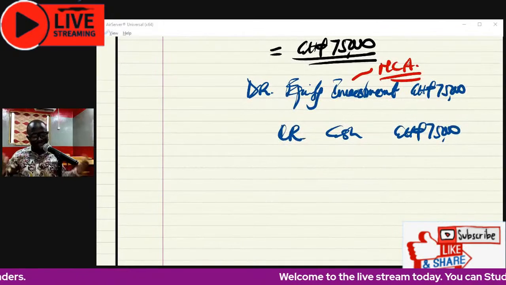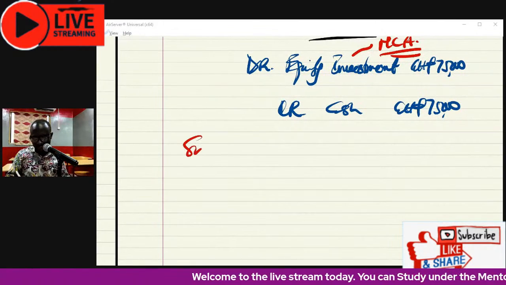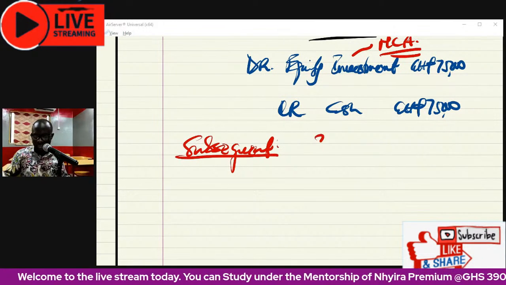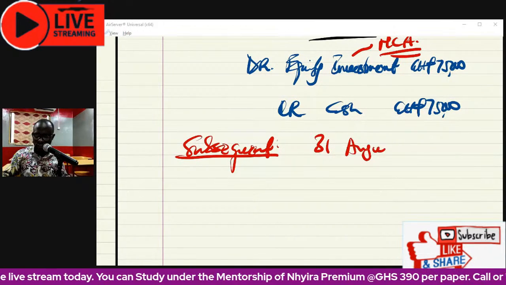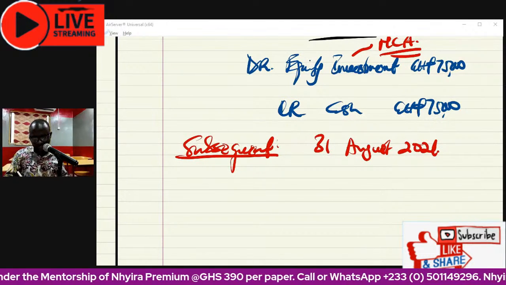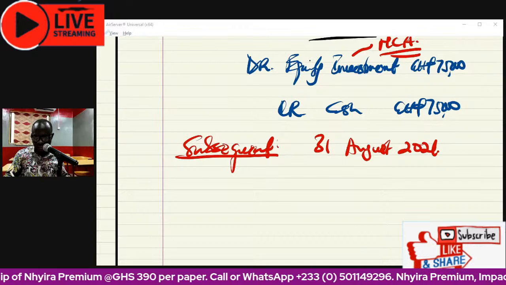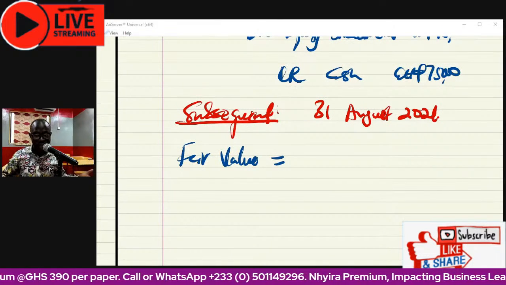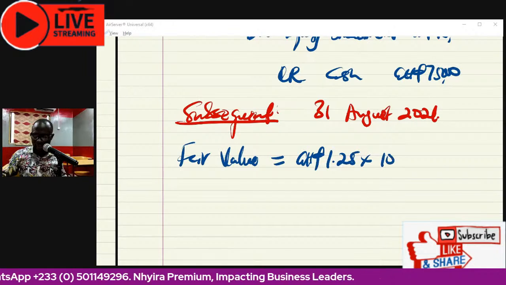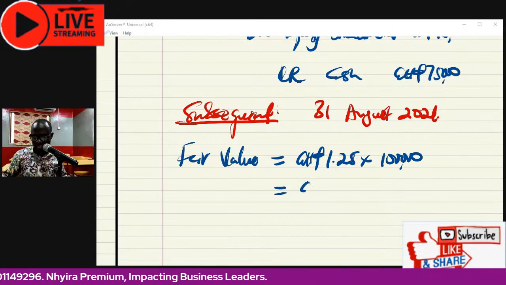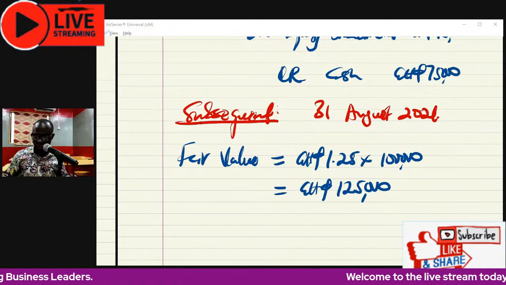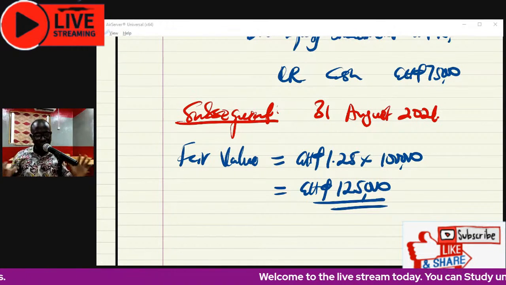But then at the end of the year, on subsequent measurements, we need to look at fair value. That is on 31st August 2021. Now, the fair value of that same investment is now how much? An amount of 1.25 cedis times 100,000. Now, that is going to give us an amount of 125,000 cedis.